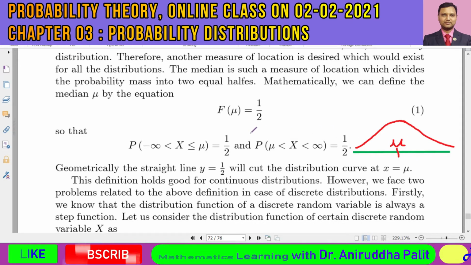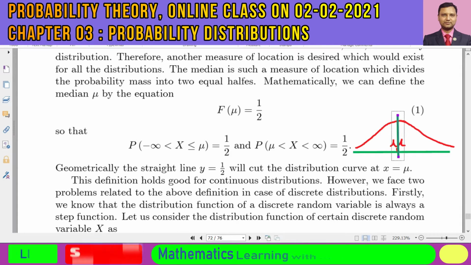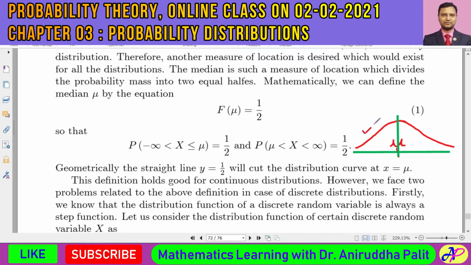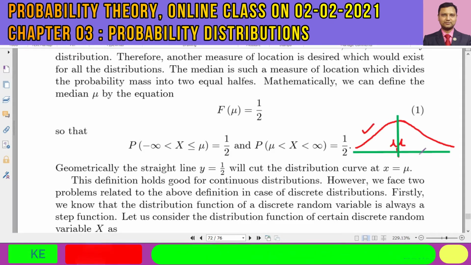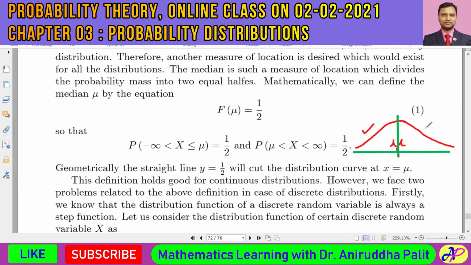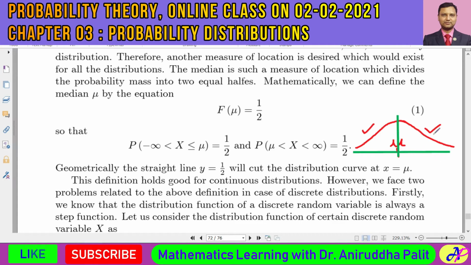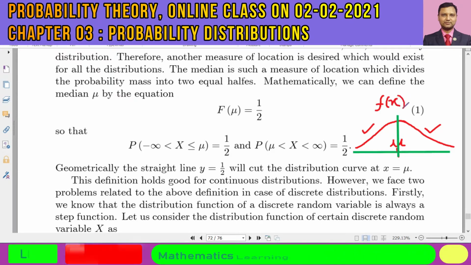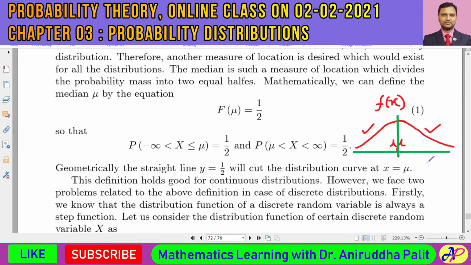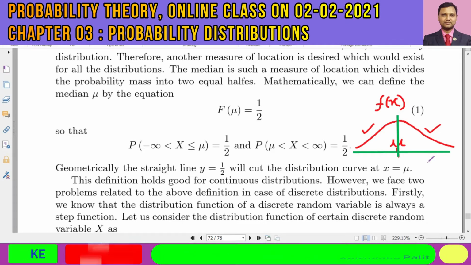And what is the property of this mu? The property of this middlemost value is that on the left of this number there should be 50% probability mass, and on the right side there should be 50% probability mass. Remember, this is the density curve, that means the curve of the density function f(x). I am trying to explain this in terms of a continuous distribution. A similar explanation can be considered for a discrete distribution as well.